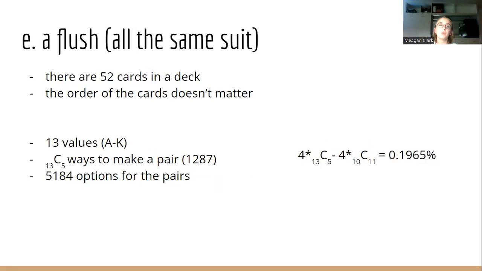Part E is a flush, which is when it's all the same suit. There are still 52 cards in the deck. The order of the cards still does not matter. There are 13 values for the cards. And then there are 13C5 different ways to make the flush. And 5,184 options for the suits. With your equation, you get 0.1965% chance of making a flush.